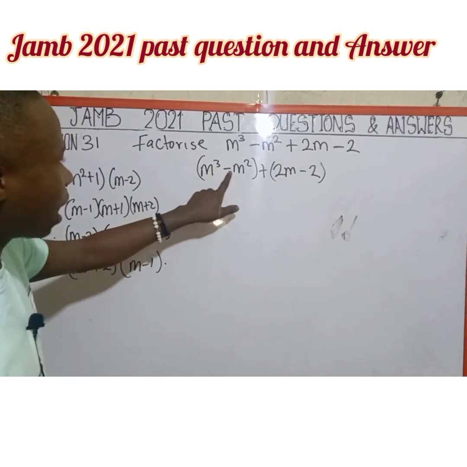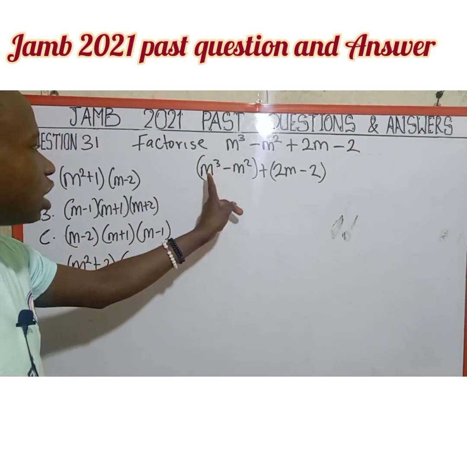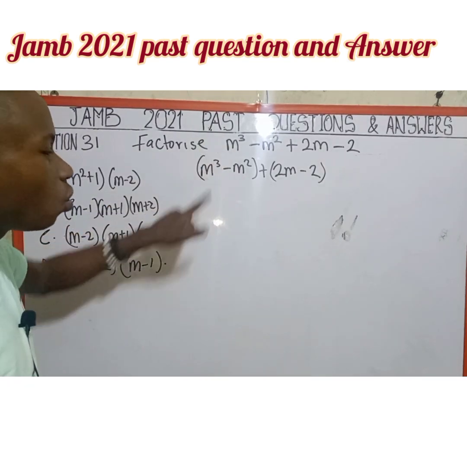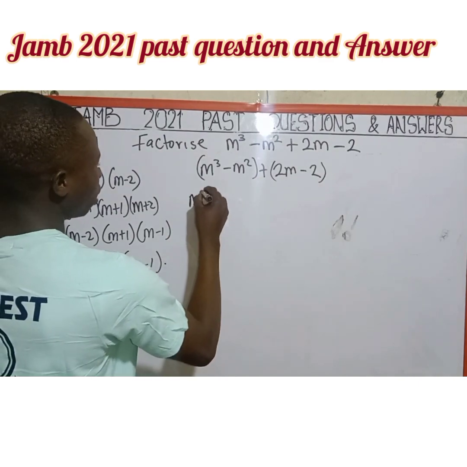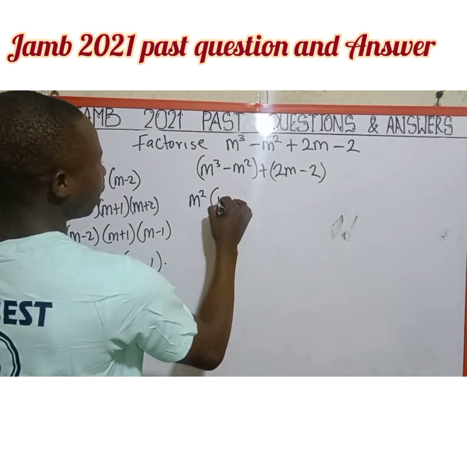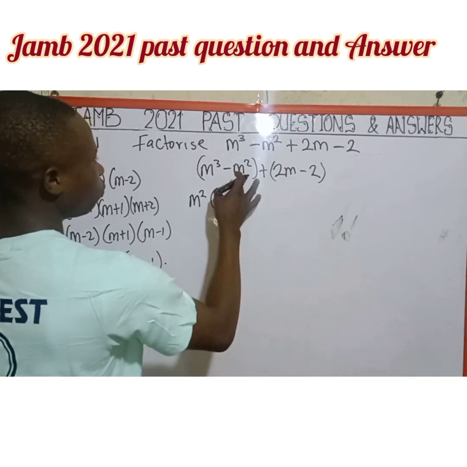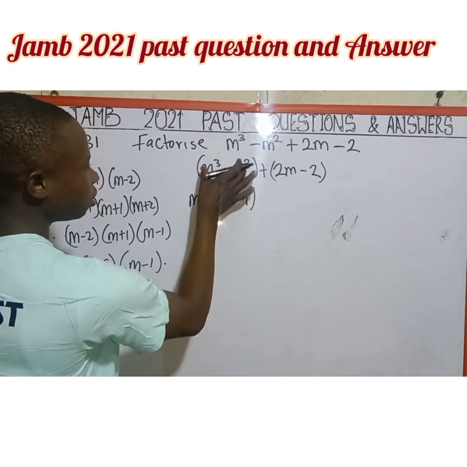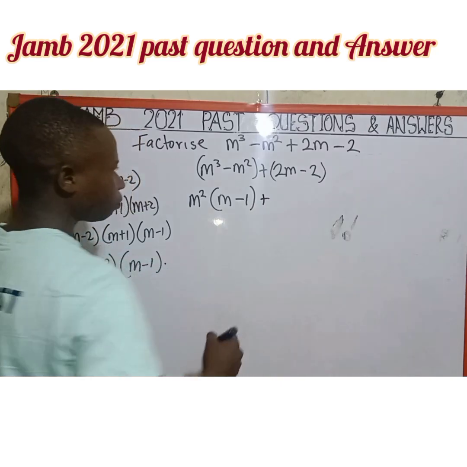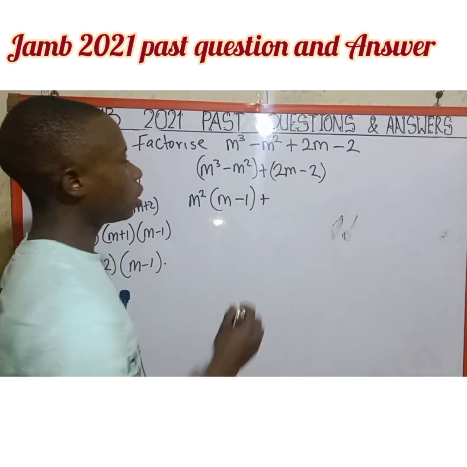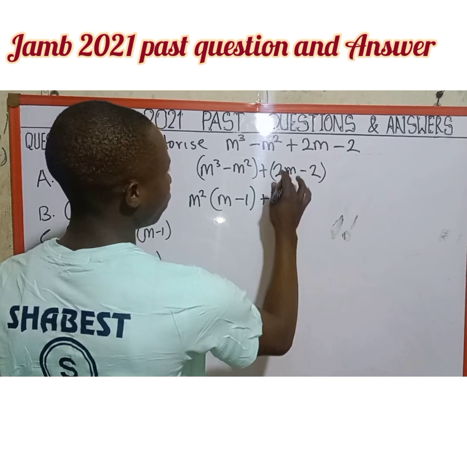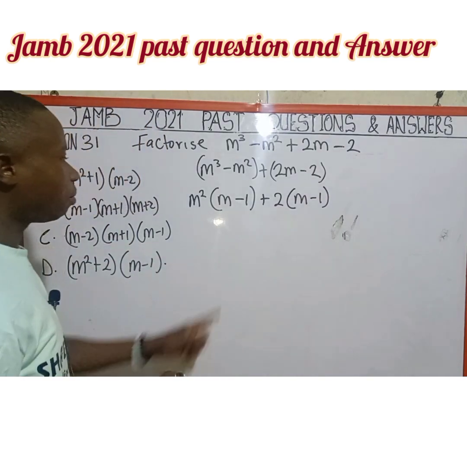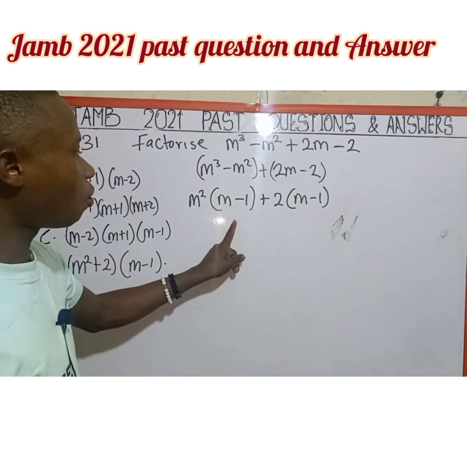If you look at m cubed and m squared, what is common here? m squared is common, because m squared can go into itself without remainder, and it can also go into m cubed. So we factor out m squared. This place will remain m, only m, then minus 1, so that if you expand this, it gives us this. Then plus, if you look at this, 2 is common, so we factor 2 out and open a bracket. This place will remain m, then minus 1. If you look at the brackets, they have the same common factor.